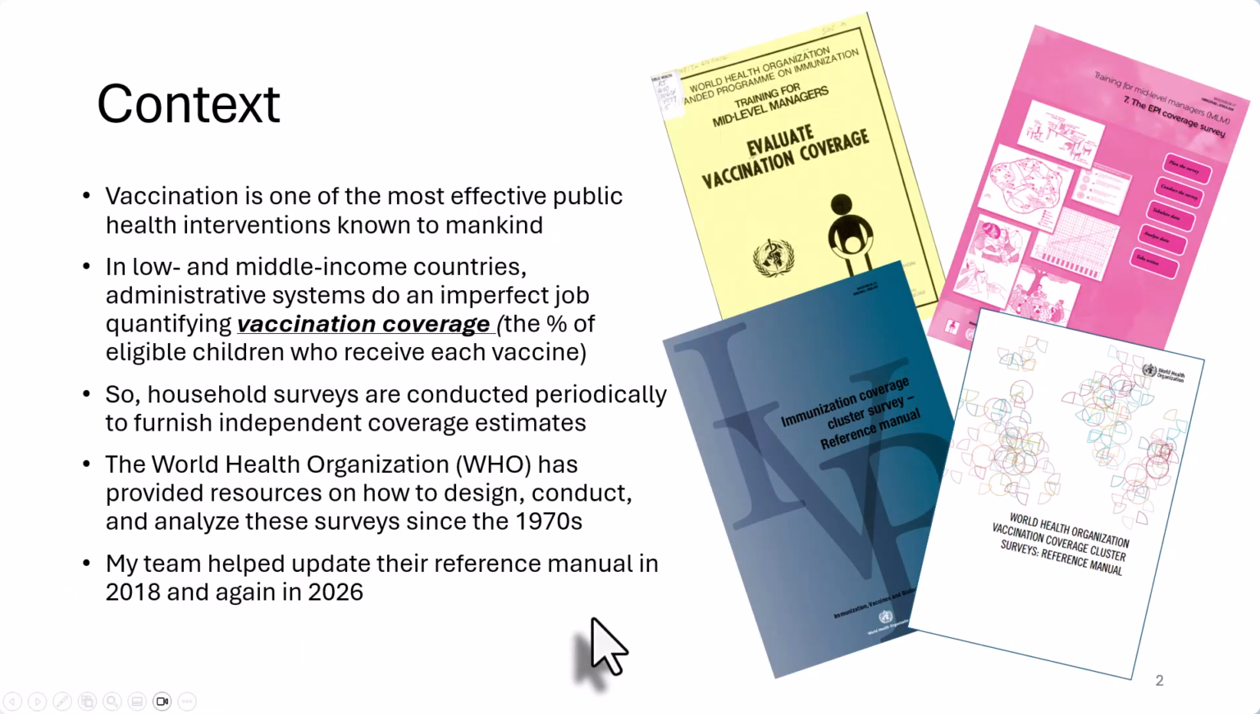The context that we're considering is surveys to measure vaccination coverage. And as you know, vaccination is one of the most effective public health interventions known to mankind. In low and middle income countries, there are administrative systems for tracking the number of doses given to kids, but those administrative systems do an imperfect job of quantifying vaccination coverage. And so from time to time, we conduct household surveys to give independent coverage estimates.